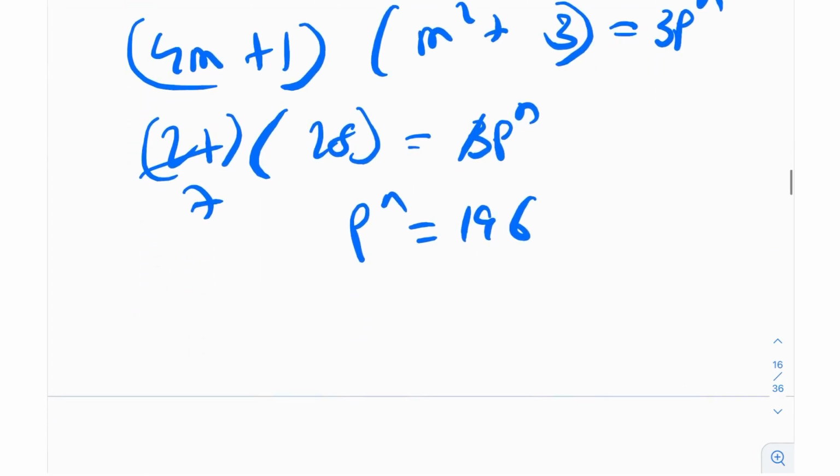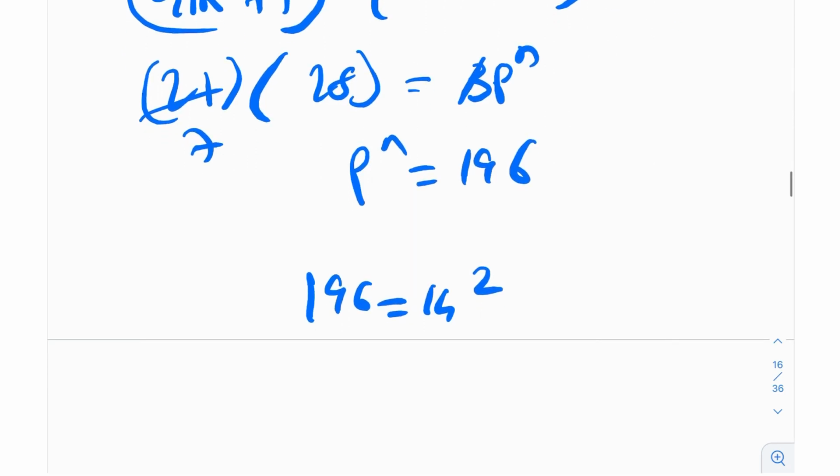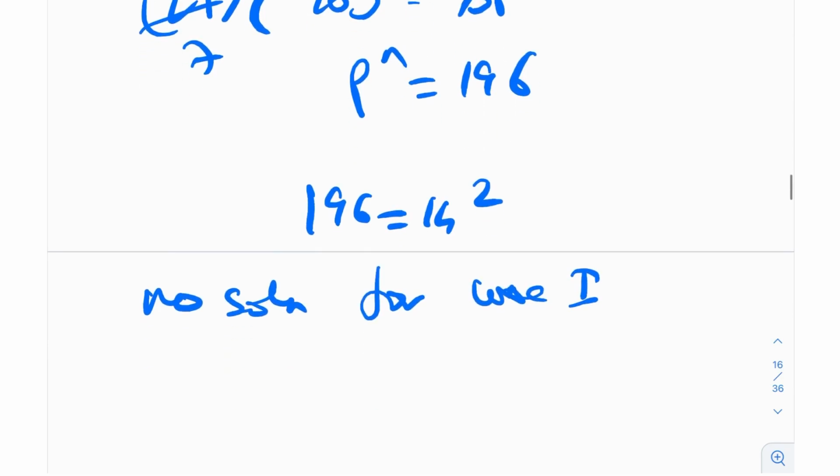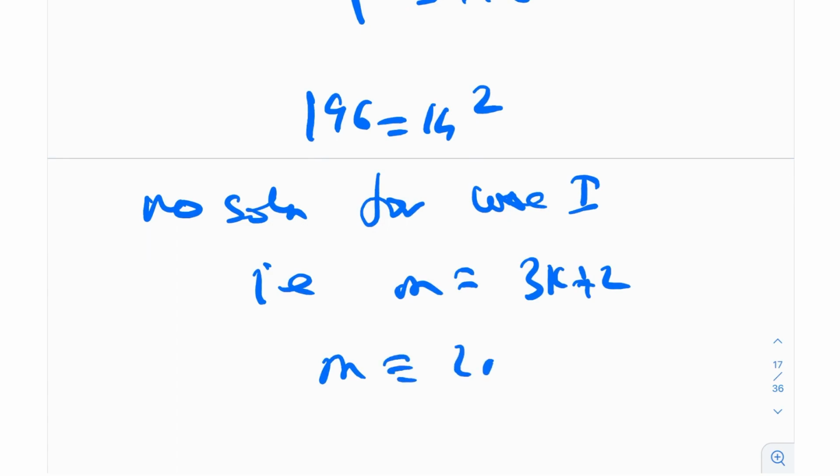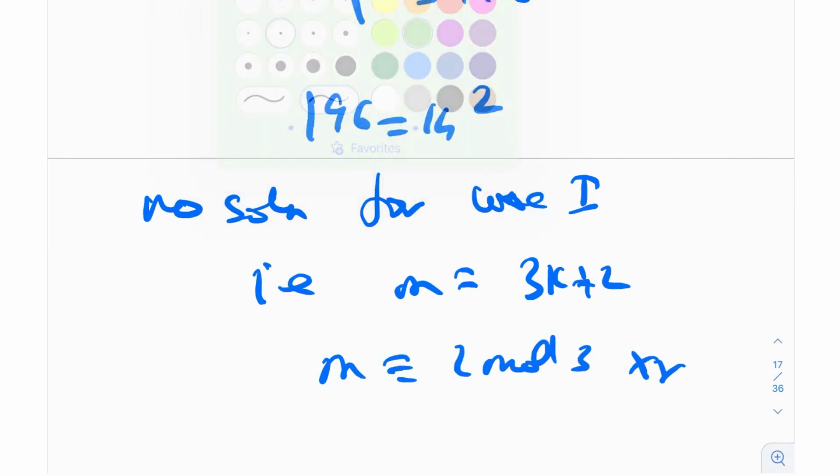And you see, what is 196? It's actually 14 squared. But 14 is not a prime, it's a composite number. That's why I specified in the question that p is prime. So this really has no solution. No prime raised to power n is ever 196. So no solution for case 1. That is m is equal to 3k plus 2. So m is equal to 2 mod 3 has no solutions. Right? That makes sense, I hope.